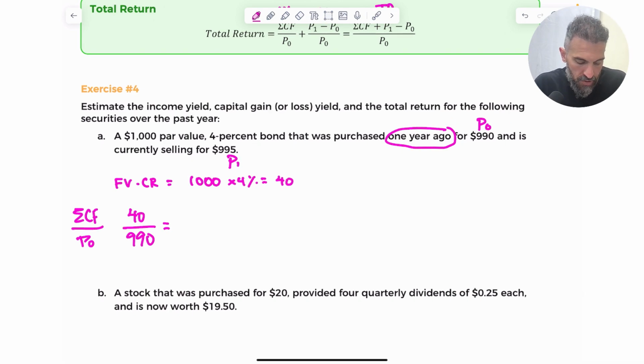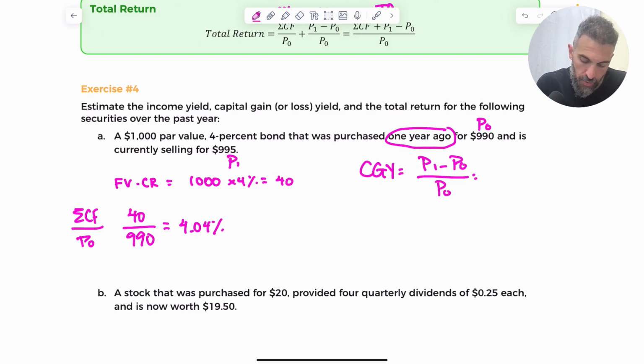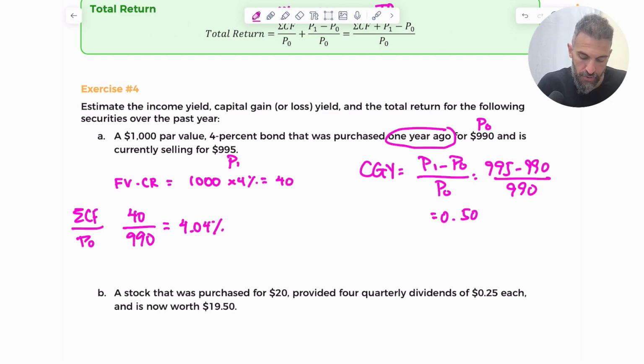That's about 4.04%. Now for the capital gain yield, we look at just the change in price. So P1 minus P0 over P0. So that would be 995 minus 990 over 990. So this would be a really small number, I think. 0.5%. 0.505%. That's your capital gain yield. Just a tiny change in price.